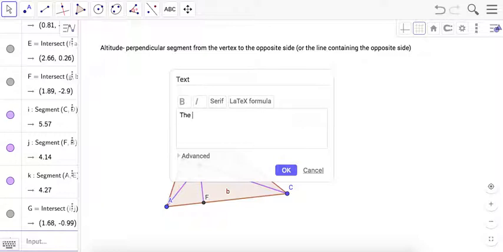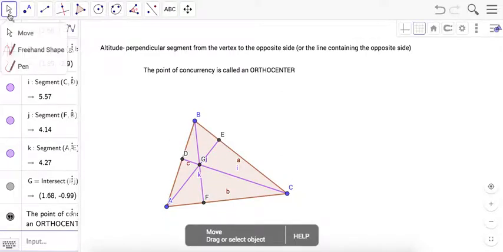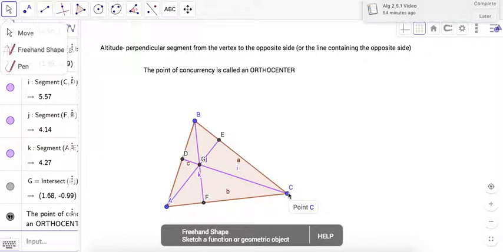The point of concurrency is called an orthocenter. I know, a lot of vocabulary, right? So the point of concurrency of the altitudes is the orthocenter. The only thing that gets a little interesting with the orthocenter and the altitudes is that the altitudes aren't always inside.